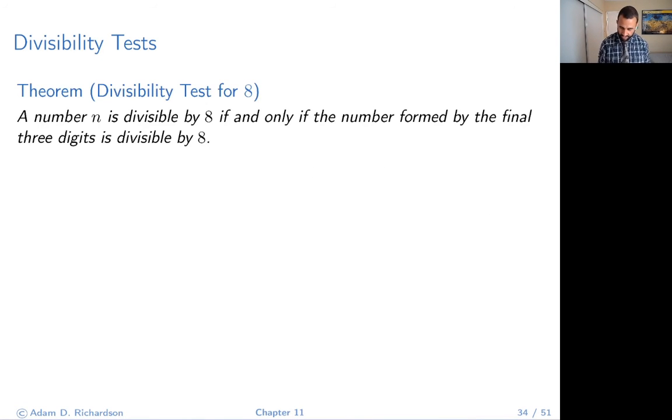Now we're going to truck right along and go to the divisibility test for 8. 8 is very, very similar. A number is divisible by 8 if and only if the number formed by the final 3 digits is divisible by 8. Wait, what? Why is that? It's like the same thing as 4, except now we're going out an extra digit. That's very strange.